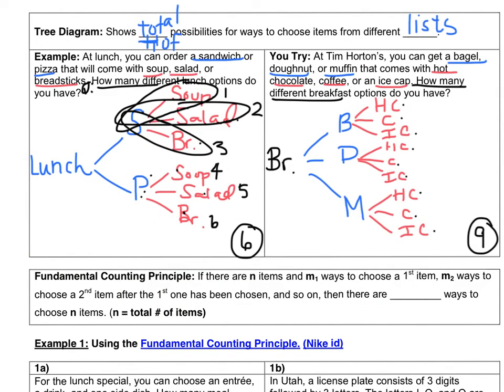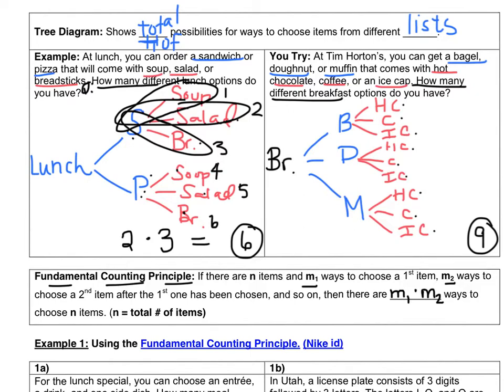What we just did in order to answer those questions, we could have done much faster if we would have used the fundamental counting principle. Basically, it says if we have a bunch of lists, we just take however many items are in each list and we multiply them together. The first list, such as having a sandwich or pizza, would be 2 options. And you multiply it by however many options there are in your second list. So we had soup, salad, or breadsticks. We had 3 choices. So 2 times 3 is 6.